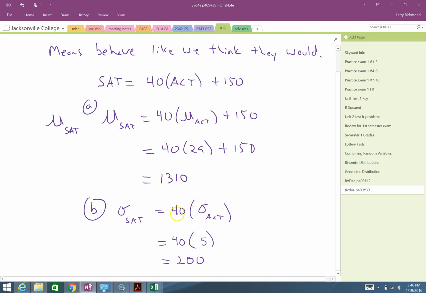40-point spread, a 5-point spread on the ACT is the same as a 200-point spread on the SAT.